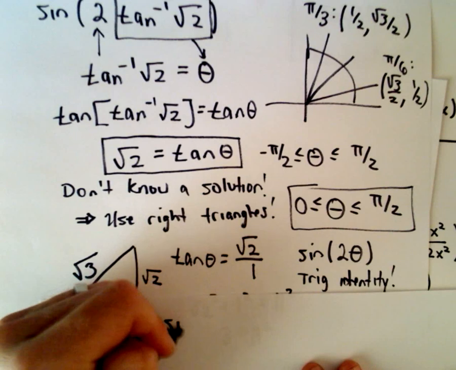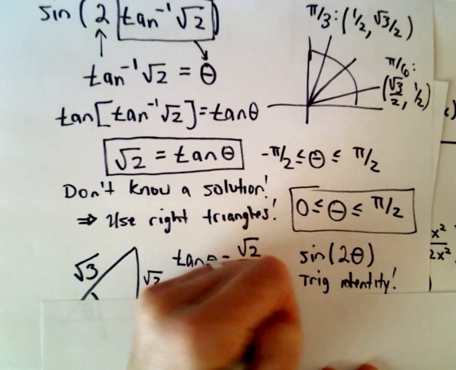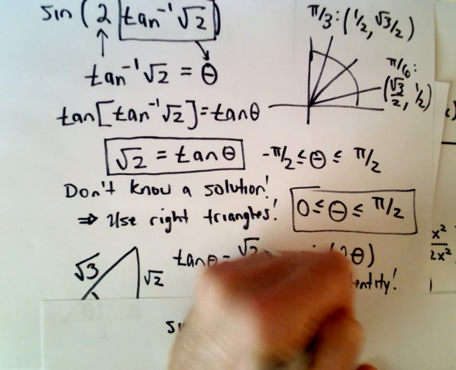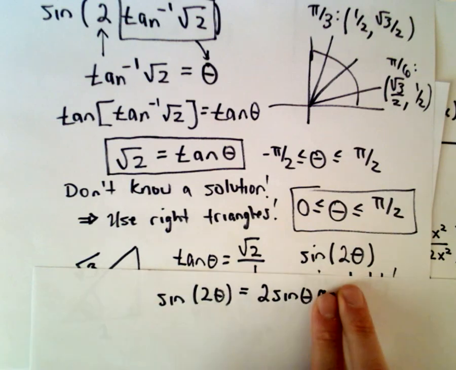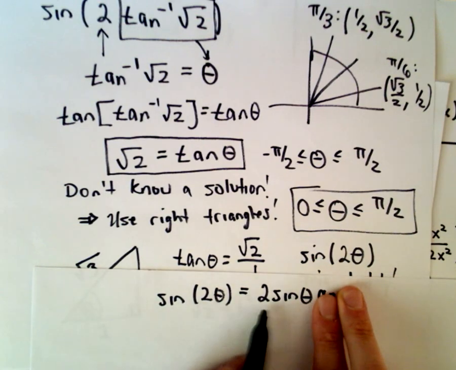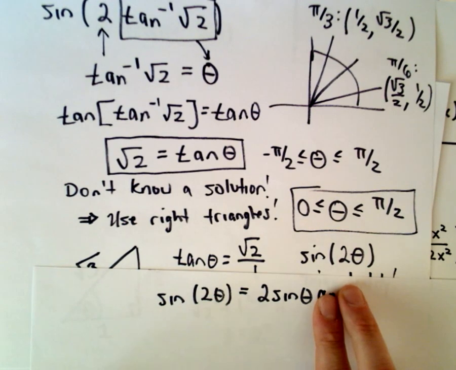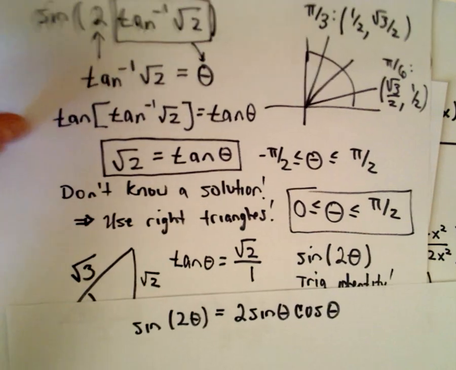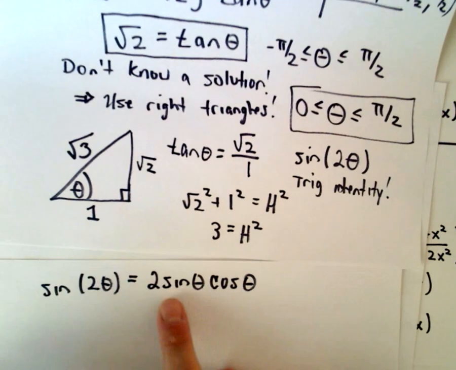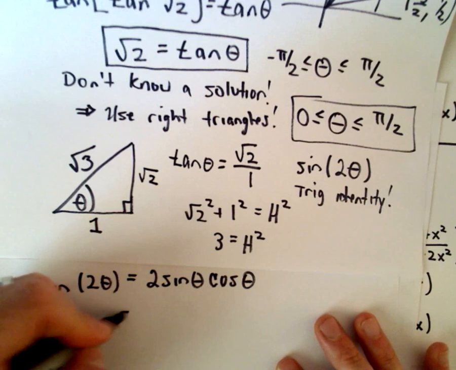And recall that sine of 2 theta is 2 sine theta times cosine theta. So a useful little trig identity. Some people will just say sine of 2 theta is 2 sine theta, which is absolutely a big no-no. That's not the identity. You can't just pull the 2 out. But it is equal to 2 sine theta cosine theta. And again, I can now read off sine theta and cosine theta from my nice little triangle.